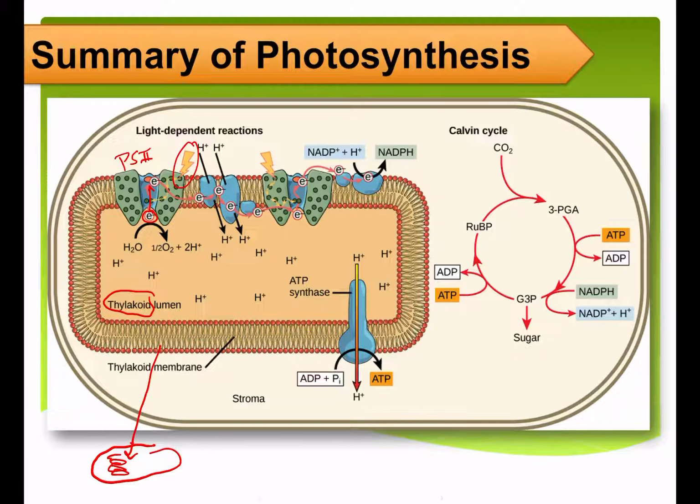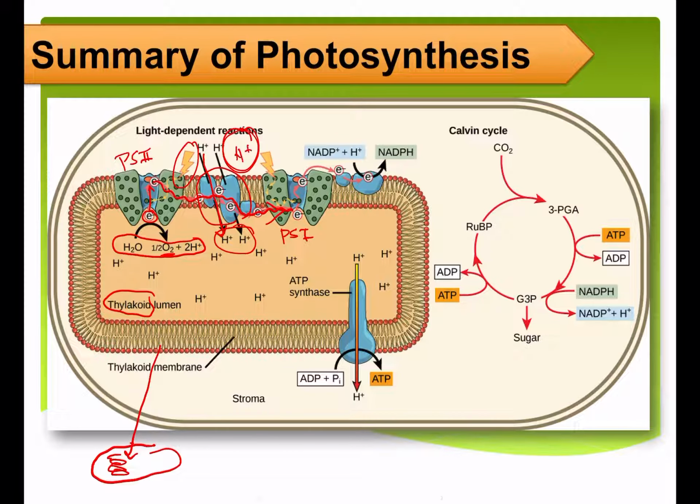We can replenish those electrons through splitting of water molecules, which then produces oxygen as a byproduct. This electron then travels down the electron transport chain to photosystem 1. In the process of traveling through this electron transport chain, you don't have to know those blue integral protein names, okay? Their job is to pump hydrogen ions from the stroma to the thylakoid lumen, okay?